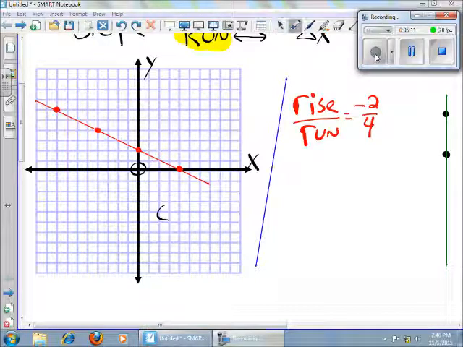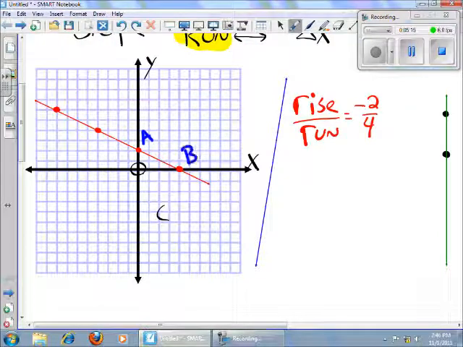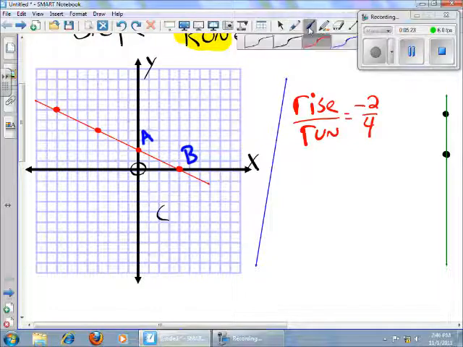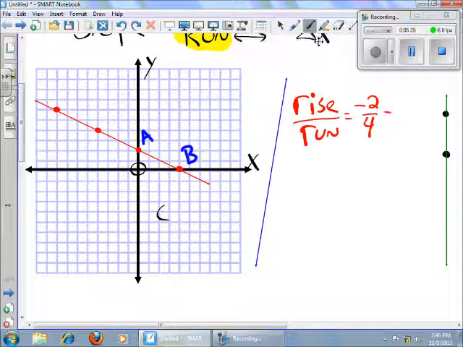I chose to count from this point, I'll call it point A, to this point, point B. I went down 2, that's my rise is -2, and then I went right 4, so I have a +4. But I also know that I need to simplify my fraction into -1 over 2.